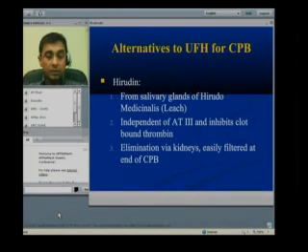The next class of drug is direct thrombin inhibitors. The classic drug is hirudin. Hirudin is derived from the salivary glands of the leech, which is called Hirudo medicinalis. It does not require antithrombin 3 and does inhibit thrombin even if it is bound to the clot. It is excreted by the kidneys. It is easily filtered at the end of the cardiopulmonary bypass. So it's one of the good choices if we need to use anything else other than heparin.